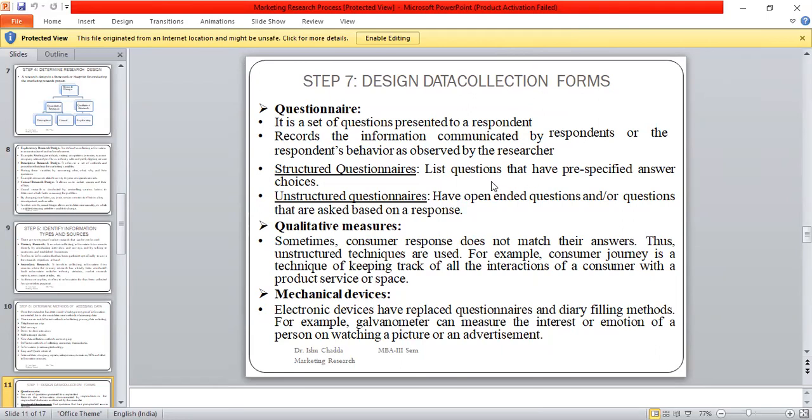The next is qualitative measures. Sometimes consumer response does not match their answer. Thus, unstructured techniques are used. For example, consumer journey is a technique of keeping track of all interactions of a consumer with the product or a space. Mechanical devices: electronic devices have replaced earlier methods, when a person conducting the data collection would go with questionnaires and diary filling methods.